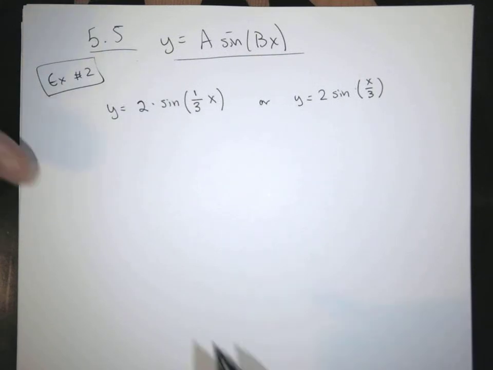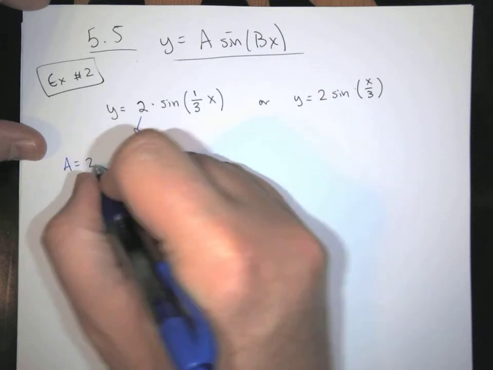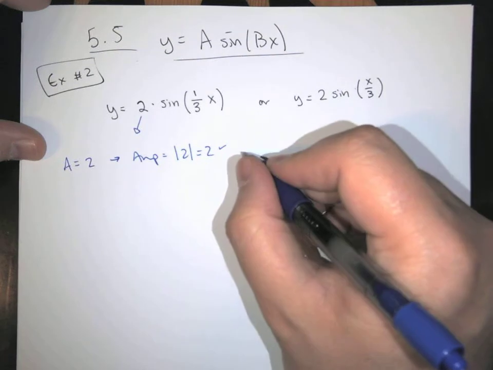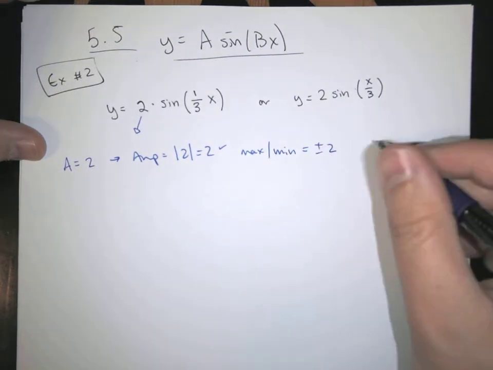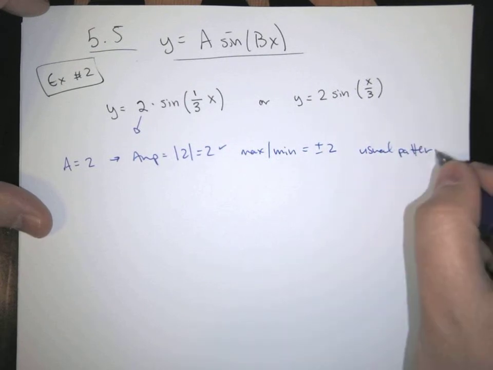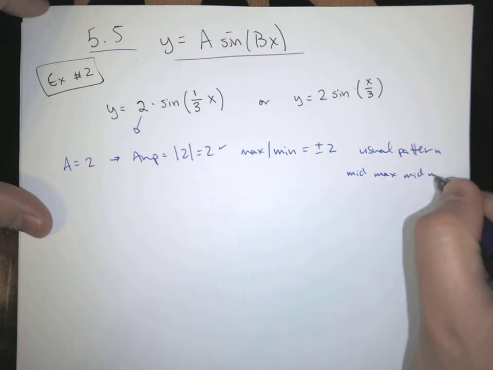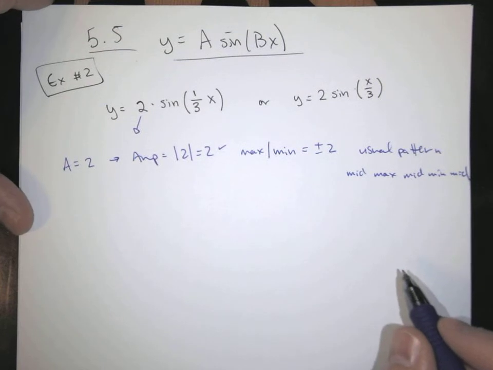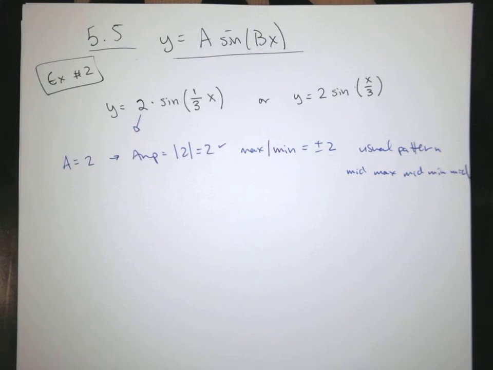Let's just run this down in order. Let's do our constants in order. My a value here is 2, so my amplitude, absolute 2, is 2. So I'm going to have maximum and minimum coordinates at plus minus 2. And then it's going to be in my usual pattern: middle, max, middle, minimum, and then middle. It's not a negative in front, so it's not going to flip it. Probably was unnecessary to write all that, but hey, get some bonus words.